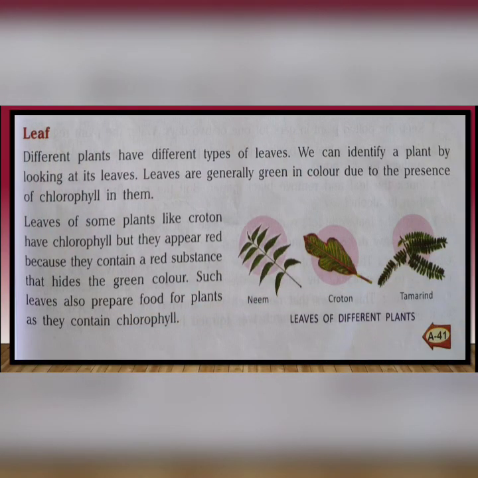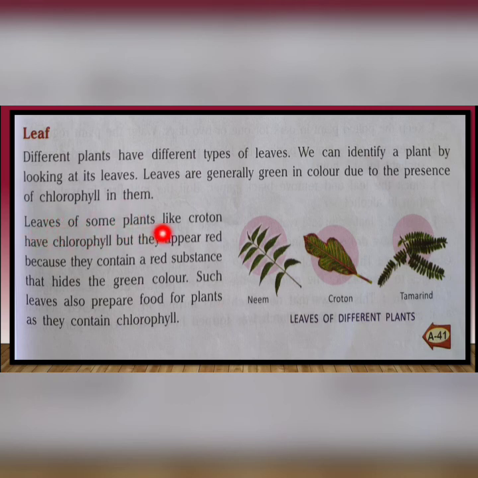Now let us discuss about leaf. Different plants have different types of leaves. The leaves of a mango tree are not the same as the leaves of a guava tree. And we can identify a plant by looking at its leaves. Leaves are generally green in color due to the presence of chlorophyll in them.